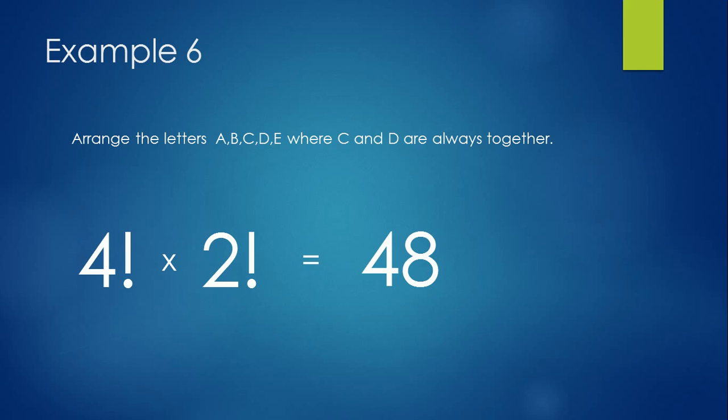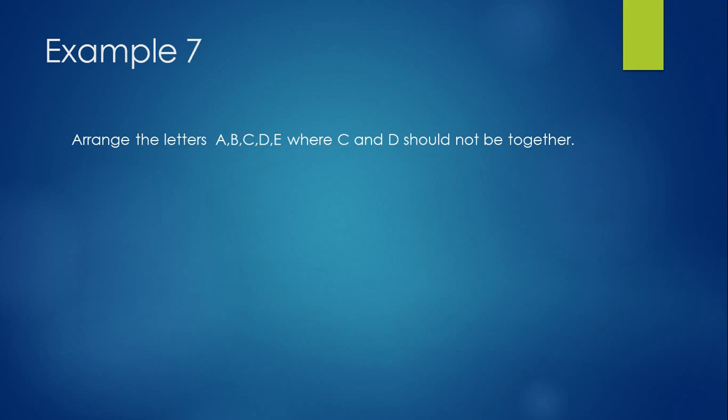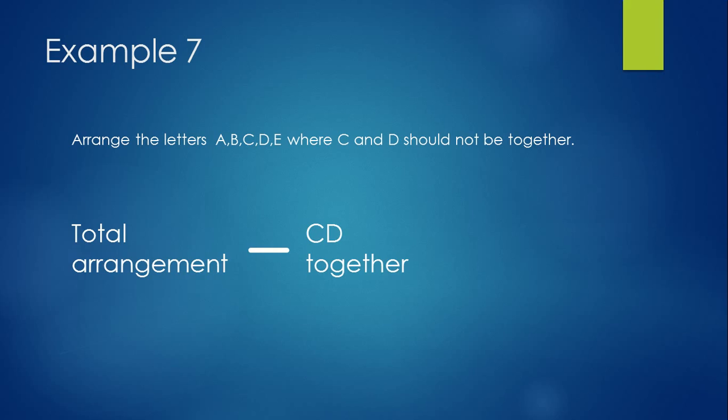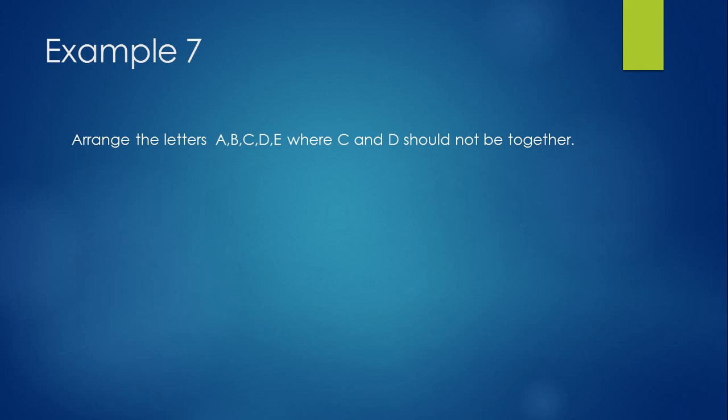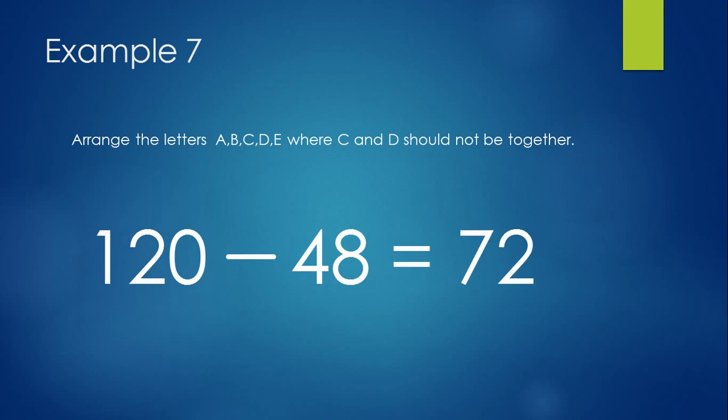Arrange the letters A, B, C, D, and E, where C and D should not be together. The solution would be total arrangements minus CD together. So, total arrangements, which is 5 factorial, minus CD together, which is 4 factorial times 2 factorial, which becomes 120 minus 48 equals 72.